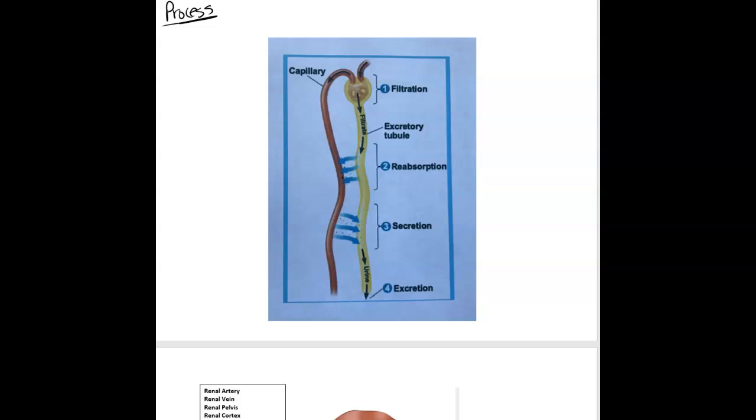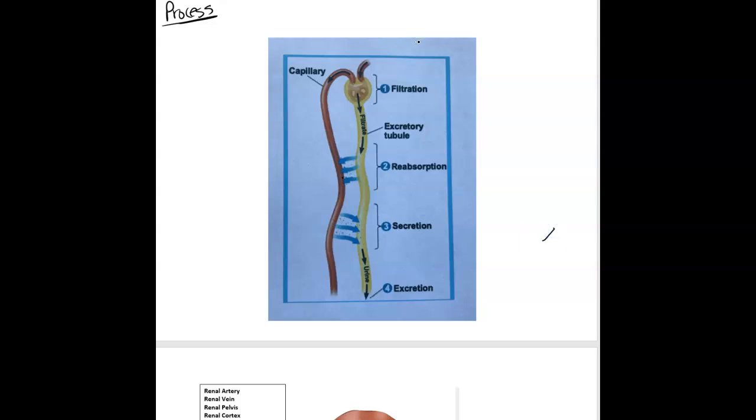Hey there, welcome back to the second part of our video on kidneys and nephrons. Today we're talking about the process. In the last video we just labeled everything, so now we have an understanding of how to use the words, and now we can talk about what's actually happening.